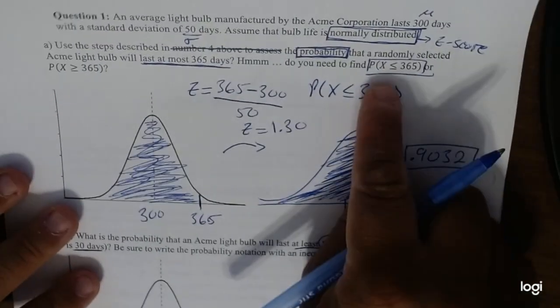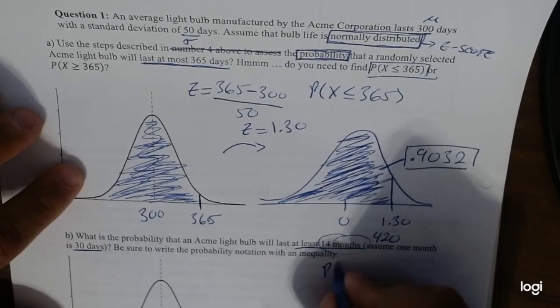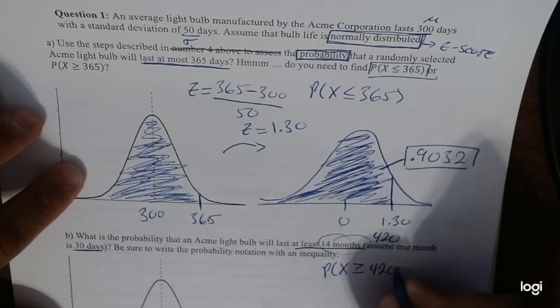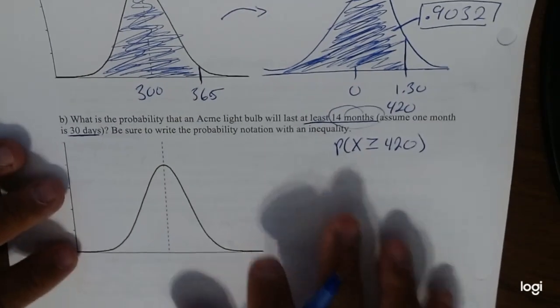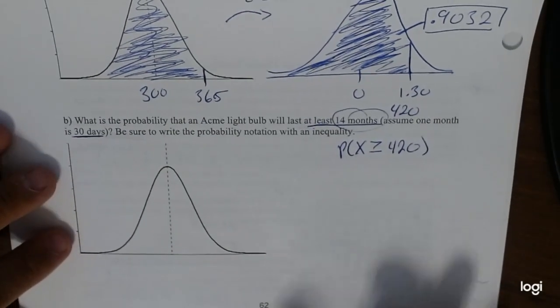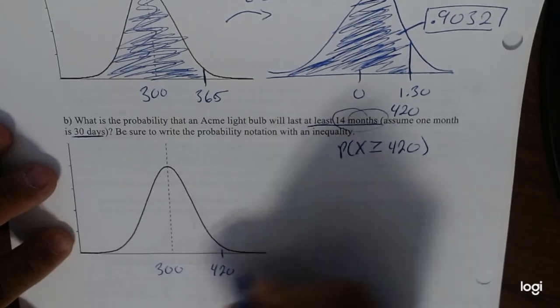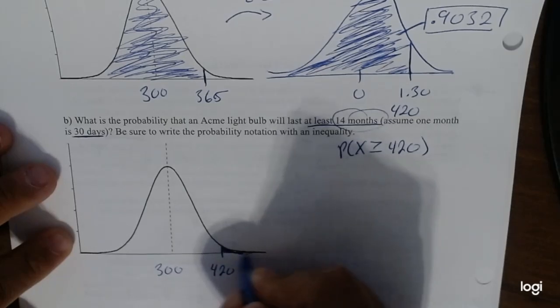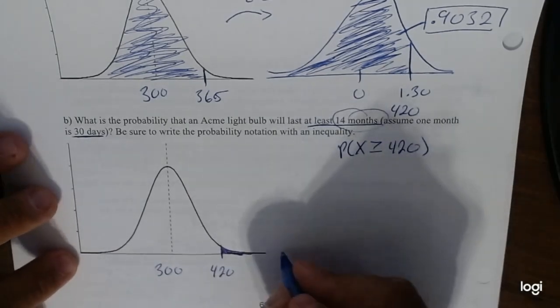Now, at least. Well, this one's the at most, so this one must be the at least. So we want the probability of x being greater than or equal to 420 days. If we do the same thing, this is 300, this is 420, and I want everything greater than that. So I'm actually going to shade this little sliver over here. I want the area to the right of the curve.